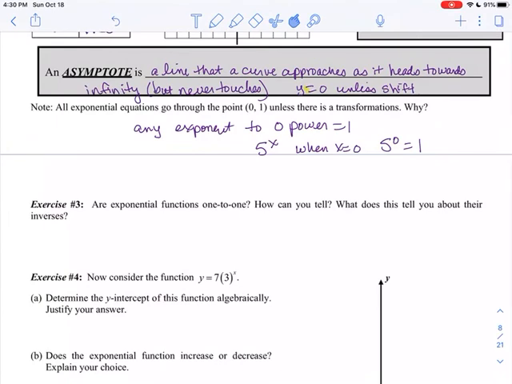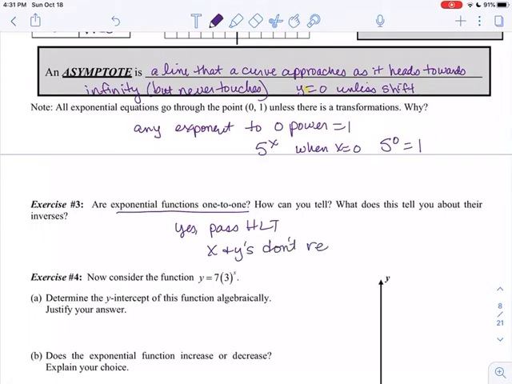All right, are exponential functions 1 to 1? How can you tell? What does this tell you about their inverses? Remember, in order to be 1 to 1, the x's and y's can't repeat. Are exponential functions 1 to 1? Yes, they are. They pass the horizontal line test. The x's and y's don't repeat. What does this mean for their inverses? Their inverses will also be a function.